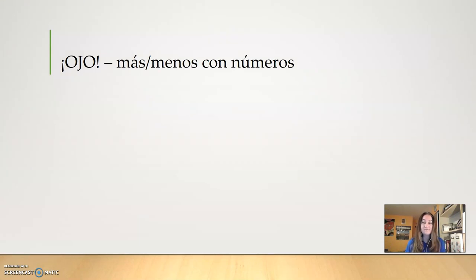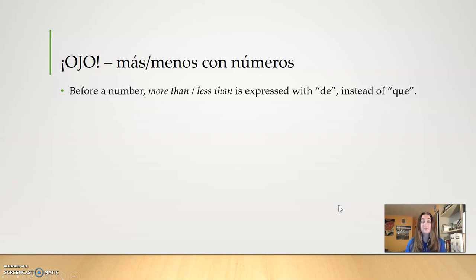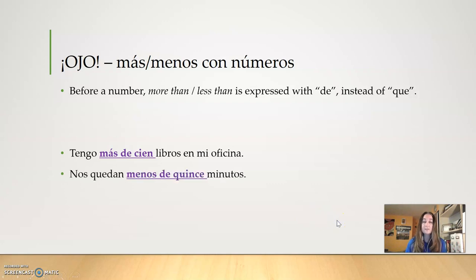Ojo, careful. This is a little note of attention or caution. Más o menos, more or less, when we use them with numbers is a little different. These aren't comparisons. So, before a number, more than or less than, in Spanish is expressed with de instead of que. Por ejemplo, tengo más de 100 libros en mi oficina. I have more than 100 books in my office. It's not a comparison. Nos quedan menos de 15 minutos.